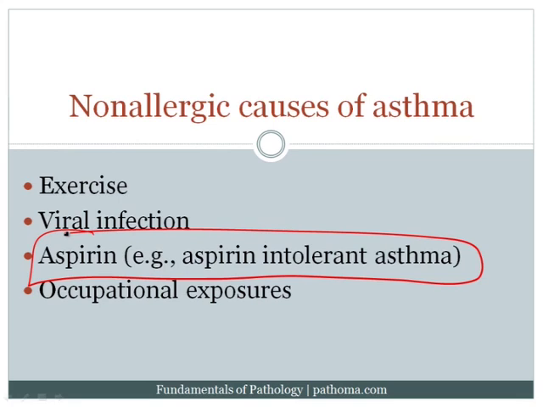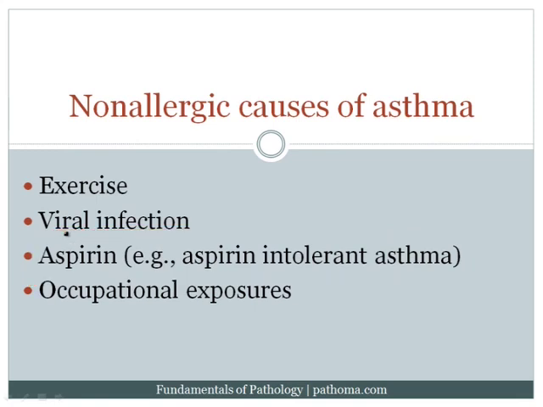Another very high-yield association is that if you have a child, like a 2-year-old with nasal polyps, what do you have to think about? Cystic fibrosis. That's high yield. Patients who have nasal polyps need to be tested for cystic fibrosis at that age. So that's another important thing to be aware of. Anyway, that concludes our discussion of asthma.